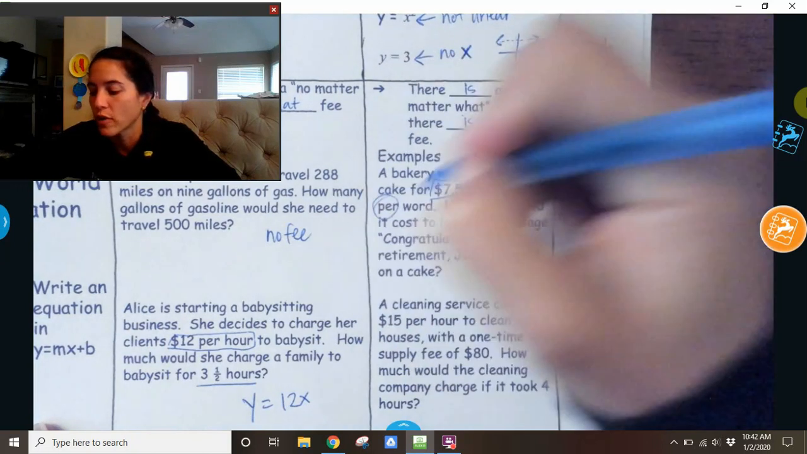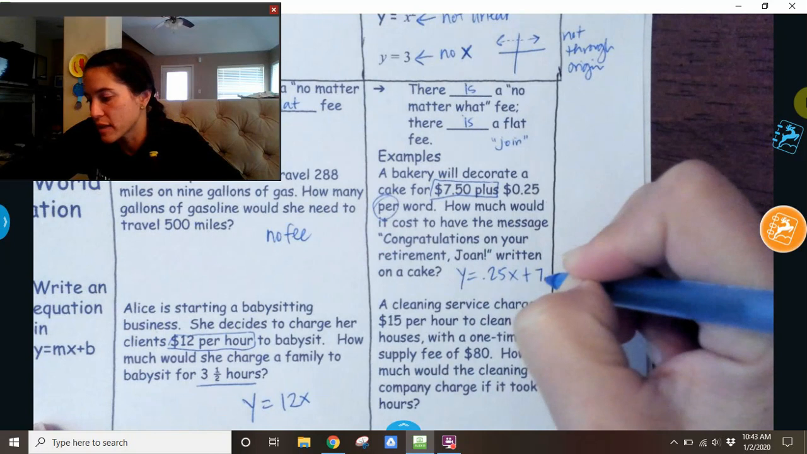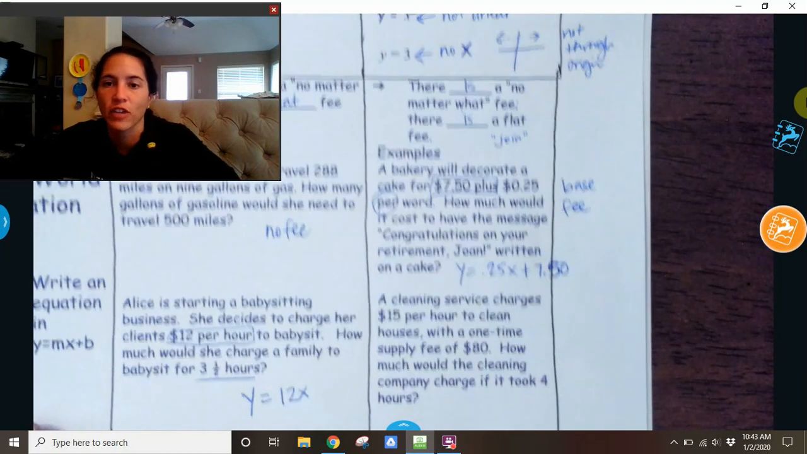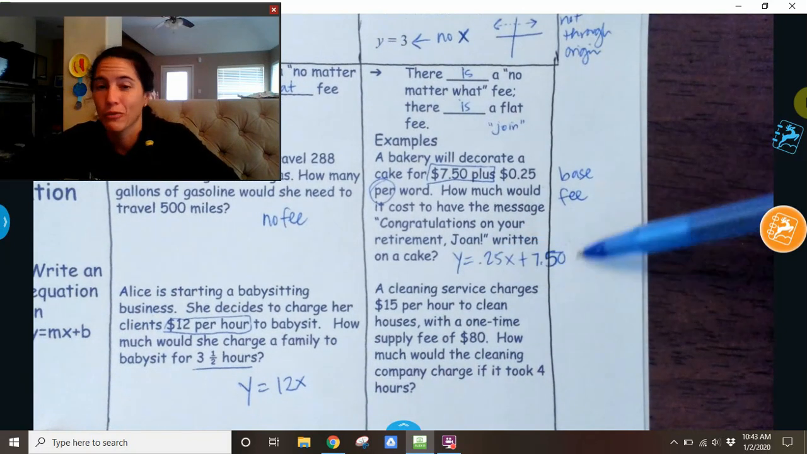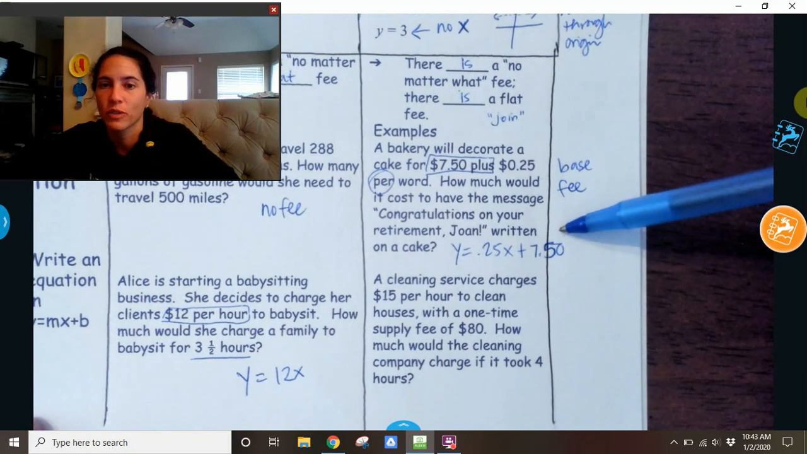That per word, that would be your slope, plus the $7.50 base fee. So if there's a base fee, a flat fee, that means it's not proportional, because it wouldn't go through the origin. That $7.50 means you would have to graph up 7.5 on the y-axis, so it would not go through the origin.